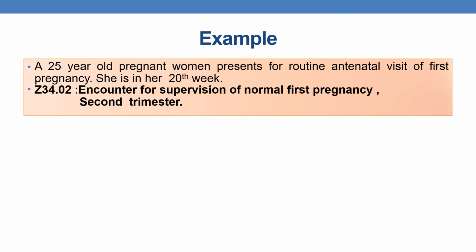Now let us see an example. A 25-year-old pregnant woman presents for routine antenatal visit of first pregnancy. This is prima gravida. She is in her 20th week. So the appropriate code is Z34.02, Encounter for supervision of normal first pregnancy, second trimester, because second trimester starts from 14 weeks 0 days to 28 weeks. So Z34.02 is the appropriate code for this scenario.